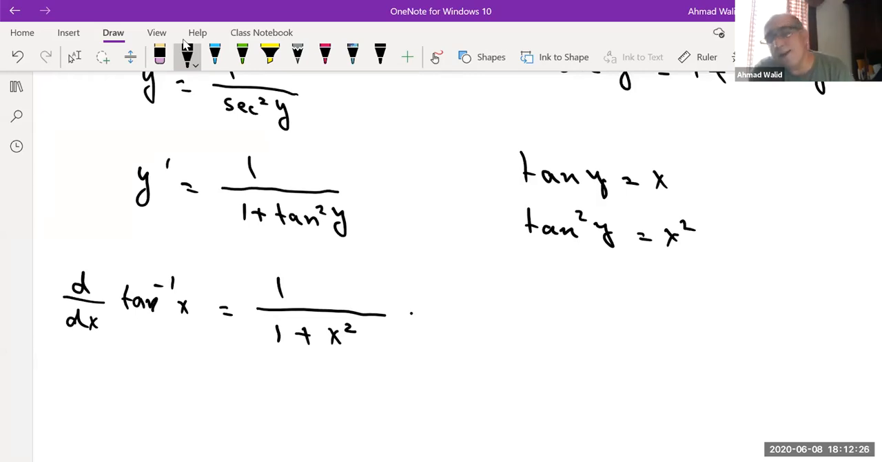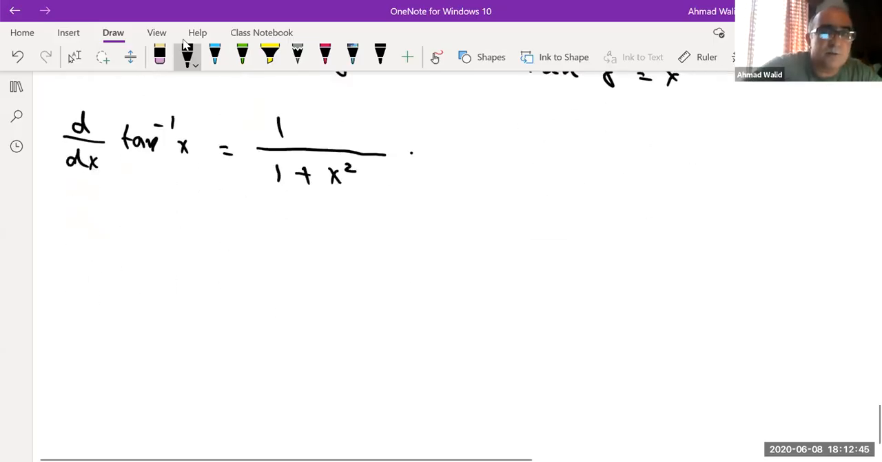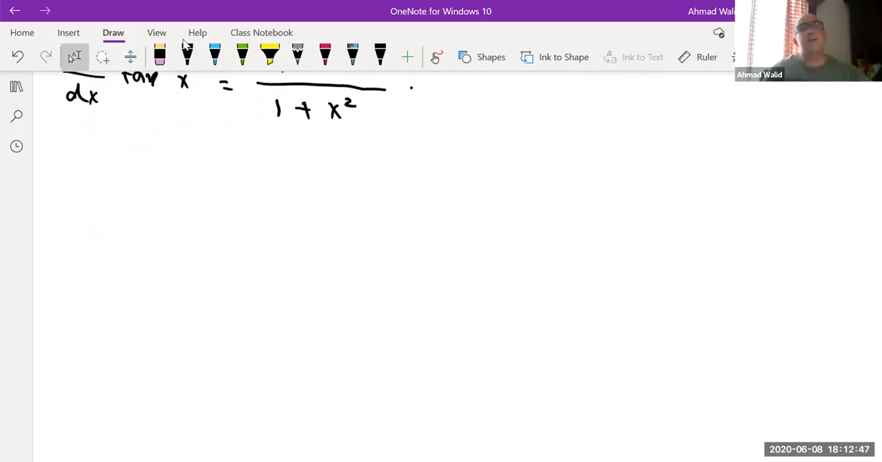That is where these derivatives come from, and why we say that the derivative of inverse tan x is 1 over 1 plus x squared. That's the proof, that's the reason why, correct? Again, you are not required to know the proofs. Just remember the formulas. That's why I'm giving you this table.